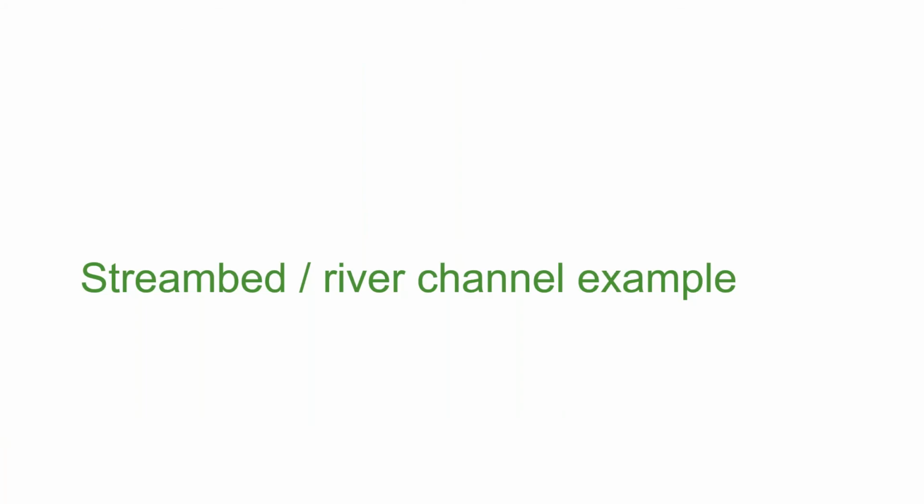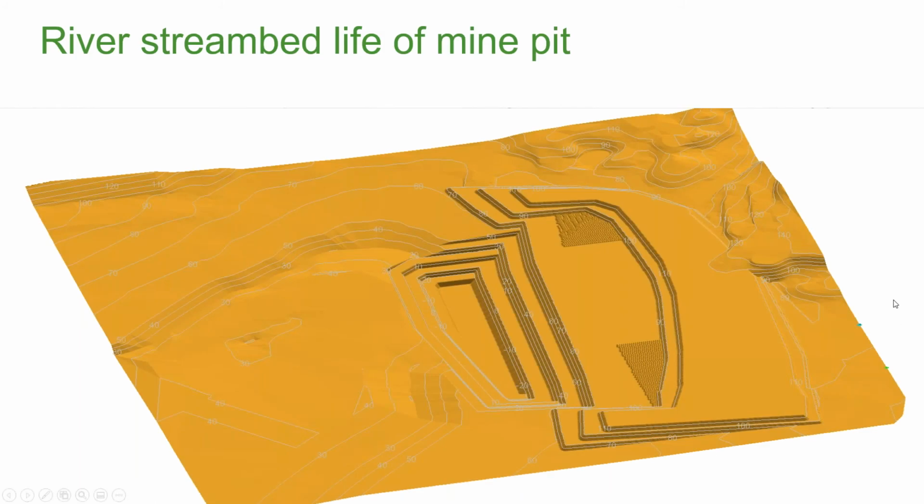The first example is streambed and river channels. Here in this example, you can see a life of mine pit that has progressed its pit shell into a known naturally occurring meandering stream channel. Now, during the mining process, this stream channel will be diverted in order to prevent any water entering the pit and inhibiting the mining process.